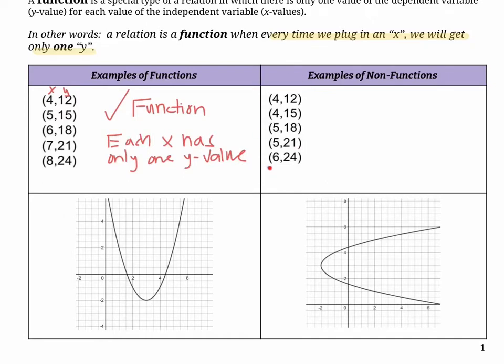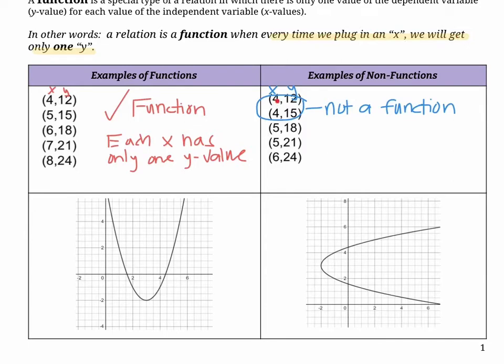Look over here. Let's take a look. The rule is, in this relation, when I plug in a 4, I get 12. So we know that this first one is our x, this is our y. So this rule says when I plug in a 4, I get 12. But it also says when I plug in a 4, I could also get 15. So automatically, this makes this not a function. Let's just go back to the definition. Every time we plug in an x, we only get one y.